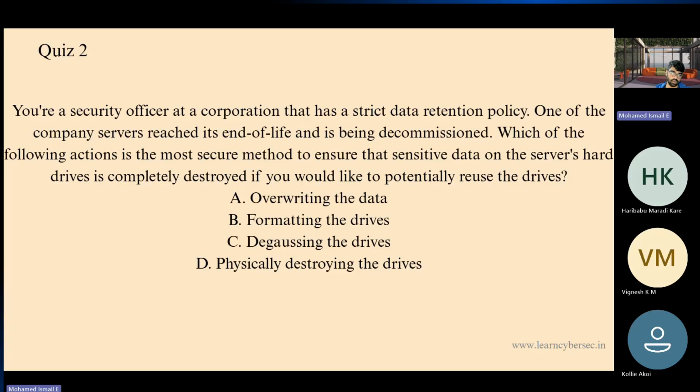Alright, now quiz time. You are a security officer at a corporation that has a strict data retention policy. One of the company's servers reached its end of life and is being decommissioned. Which of the following actions is the most secure method to ensure that sensitive data on the server's hard drive is completely destroyed if you would like to potentially reuse the drives? Overwriting, formatting, degaussing the drives, physically destroying the drives. So you need to apply the learned concepts to identify the answer, as the options are overlapping.